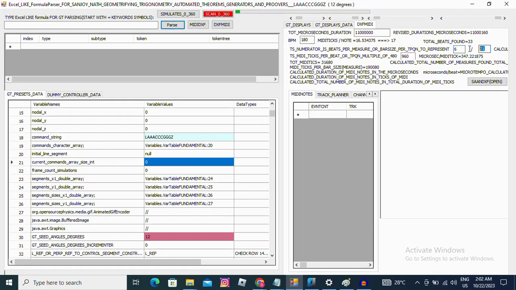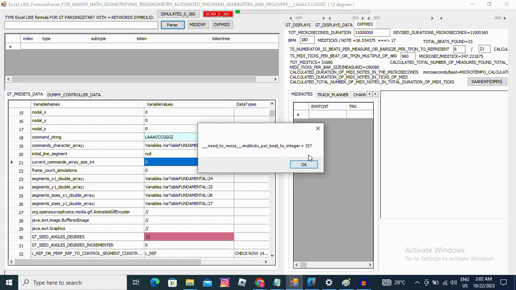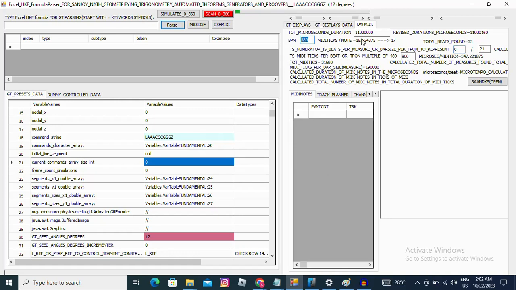Instead of 4 by 4, I have used 6 by 21. The note durations of the MIDI ticks per note is this. As per the calculation of BPM 180, the total duration of the song is taken as 11,000,000, that is 11 seconds, which is scaled up as per this.